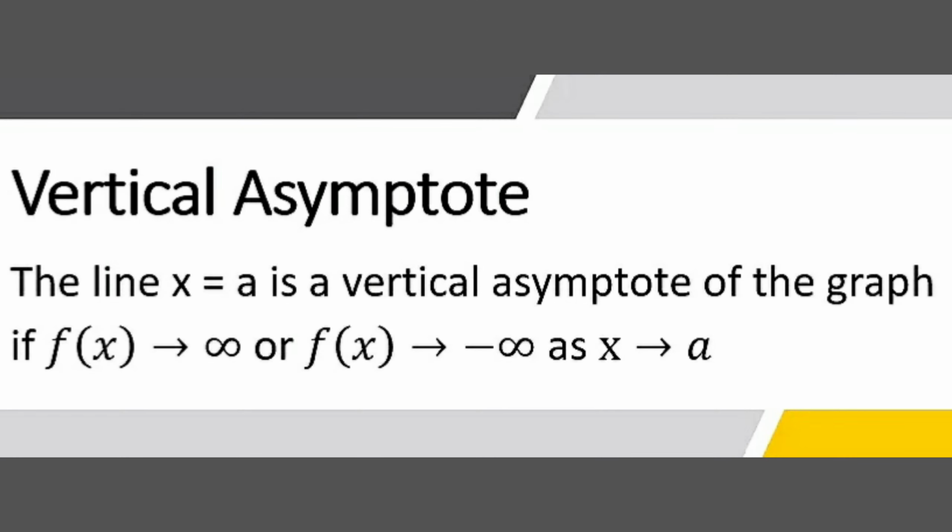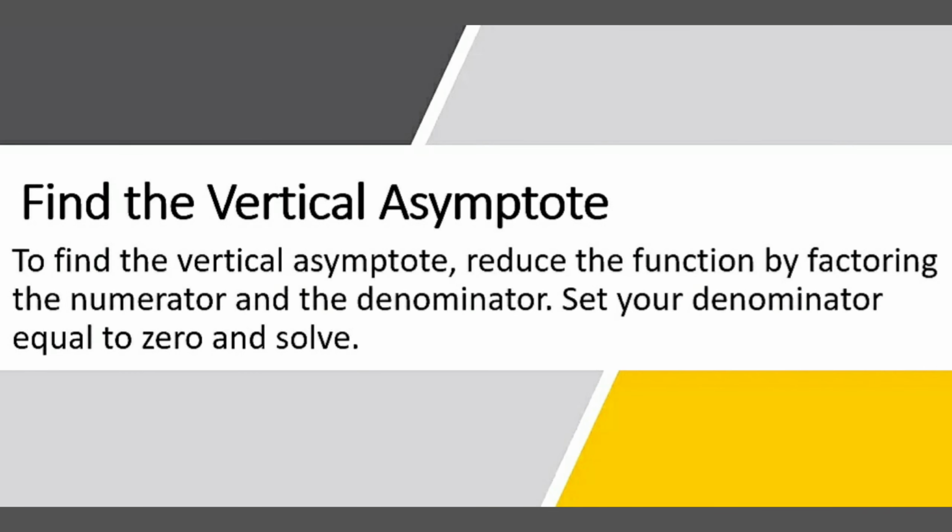Okay, so let's talk first about vertical asymptote. It says here the line x equals a, where a is any number, is a vertical asymptote of the graph if the function approaches infinity or the function approaches negative infinity as x approaches a. So the question is, how are you going to find your vertical asymptotes? Okay, ang sabi dito, to find the vertical asymptote, reduce the function by factoring the numerator and the denominator, set your denominator equal to 0, and then solve.